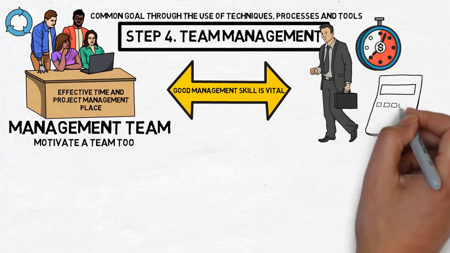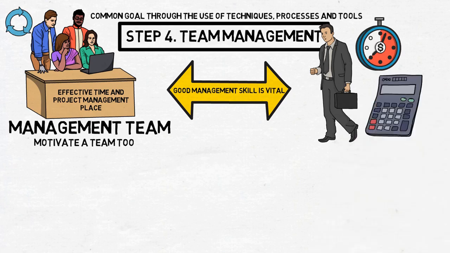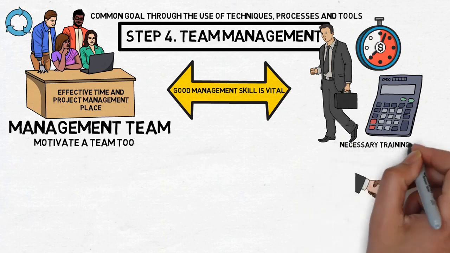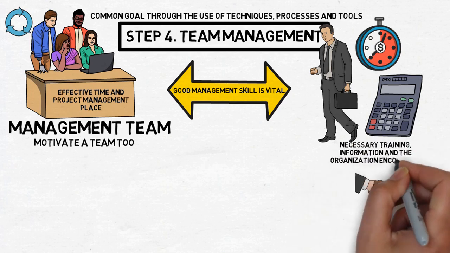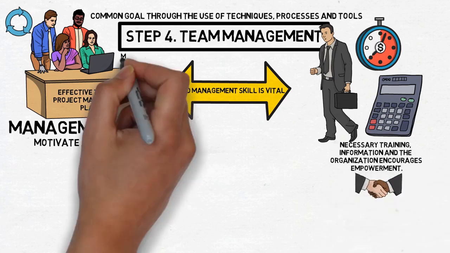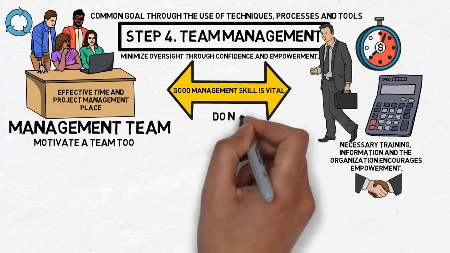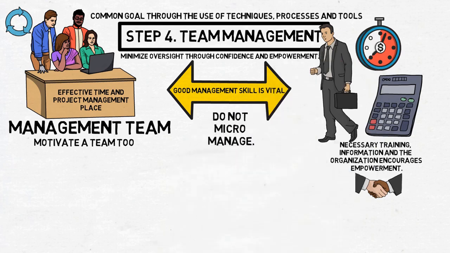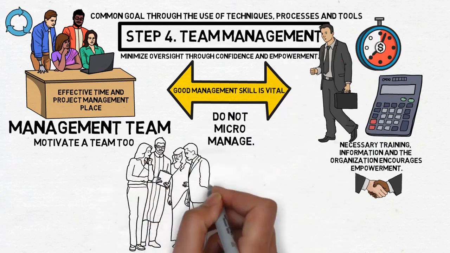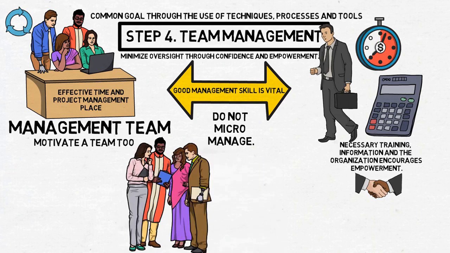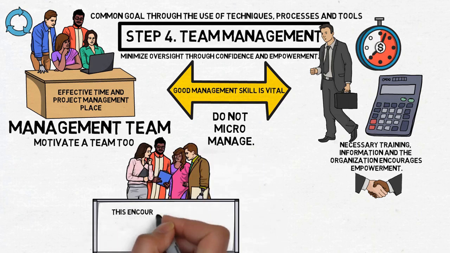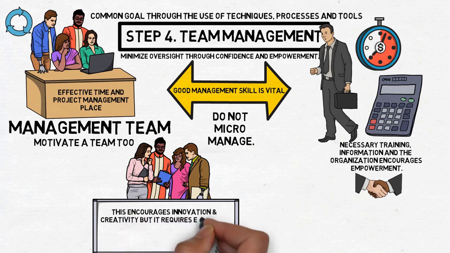Accountability must be at the forefront of every initiative. Employees do want to be held accountable, and they willingly accept responsibility given the necessary training, information, and if the organization encourages empowerment. Minimize oversight through confidence and empowerment. Do not micromanage. Workers will accept more responsibility if management isn't constantly looking over their shoulder. This encourages innovation and creativity, but it requires effective communication.